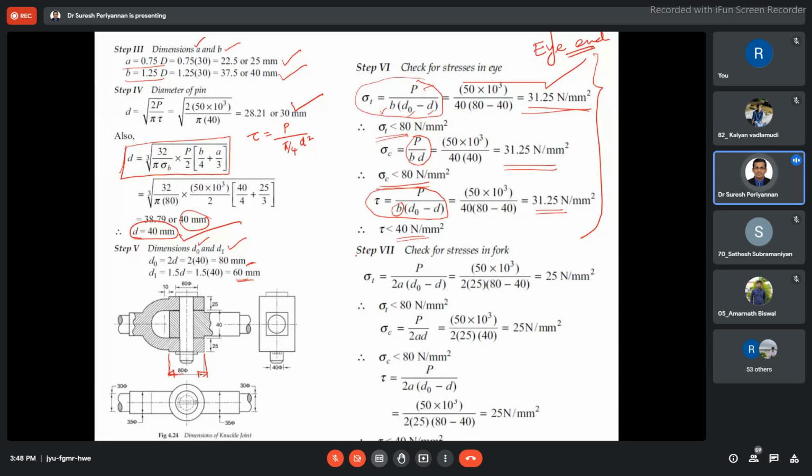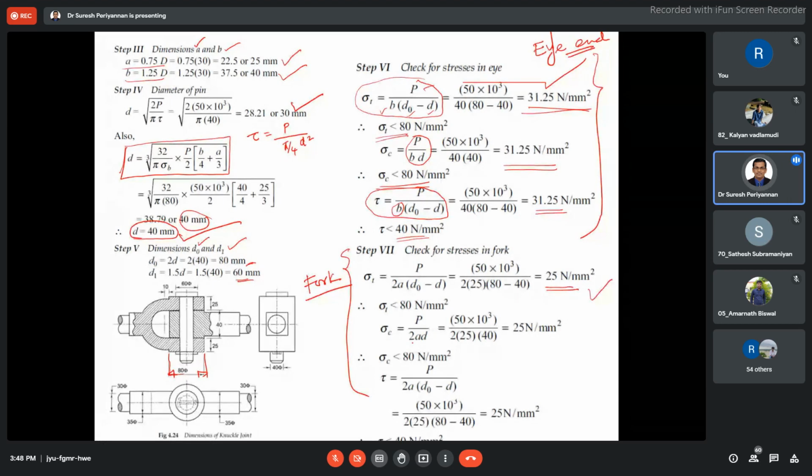Now this is with respect to the fork. This is a tensile failure, 2A into D0 minus D. Tensile stress is going to be 25 Newton per mm square. This is less than the permissible value.